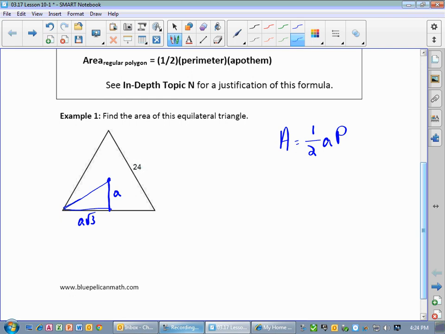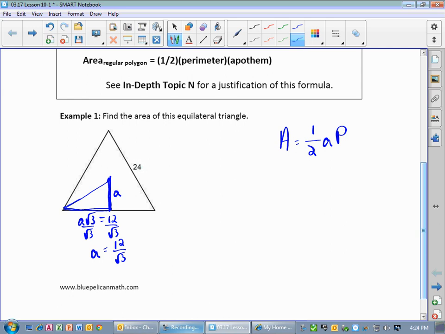Since the whole side here is 24, and the apothem connects the center to the midpoint, this part right here must be half of 24. So A square root of 3 must equal 12 in this case. To figure out the apothem, we divide both sides by the square root of 3. And so we get A is 12 divided by the square root of 3, whatever number that is. We don't need to worry about that just yet.